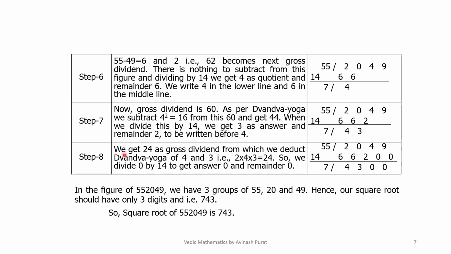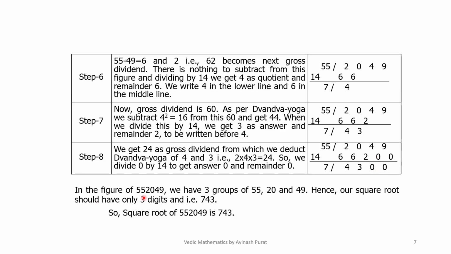Now we get 24 as the gross dividend from which we deduct Dvandva Yoga of 4 and 3, that is 2 into 4 into 3, that is equal to 24. So we divide 0 by 14 and get answer 0 and remainder 0.